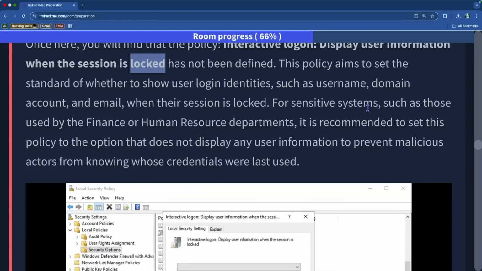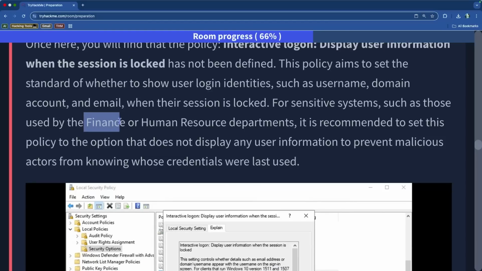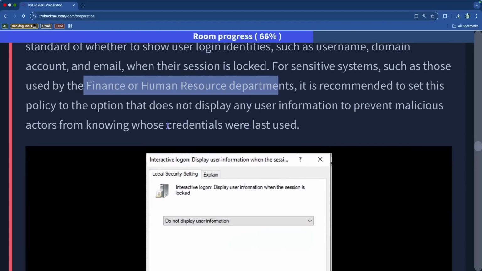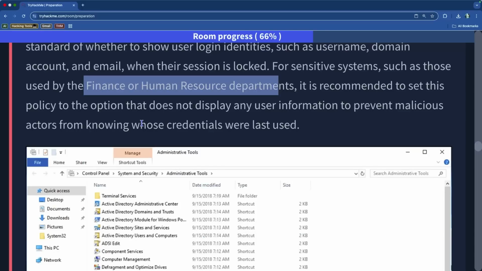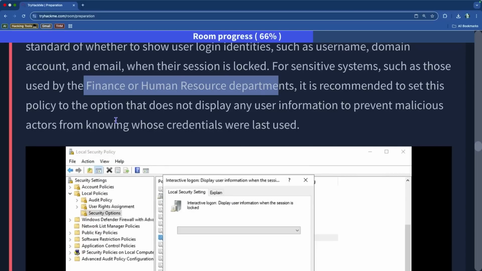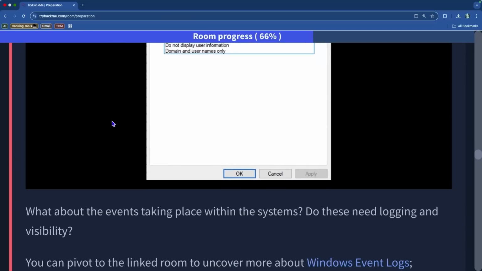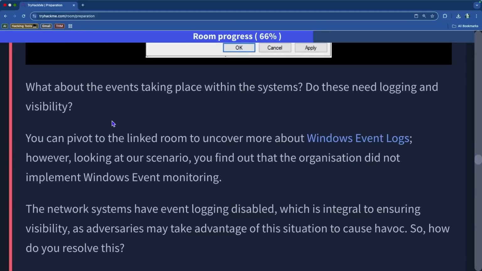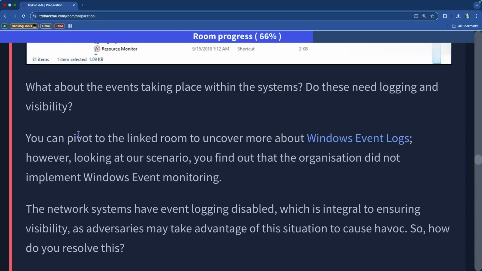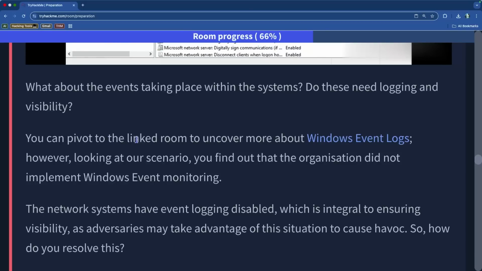For sensitive systems, such as those used by the finance or human resources departments, it's important to set this policy to the option that does not display any user information, to prevent malicious actors from knowing whose credentials were last used. And the events that take place within those systems, do they need to be logged? And I would say, yeah. So you can pivot to the linked room to uncover more about Windows event logs.